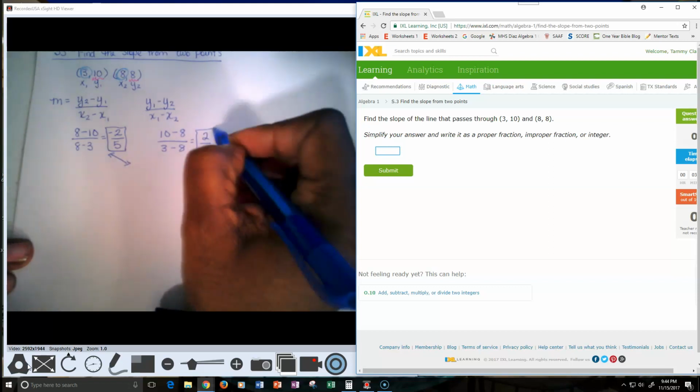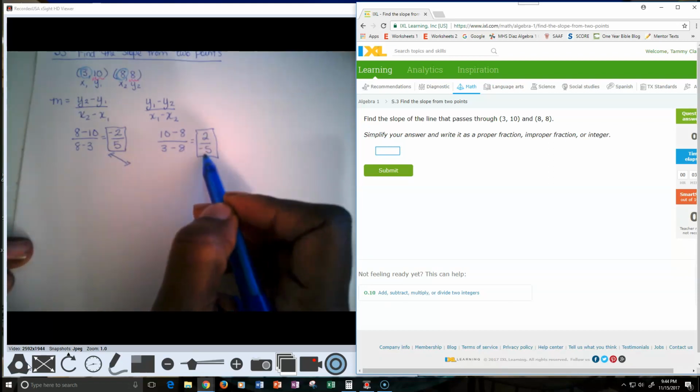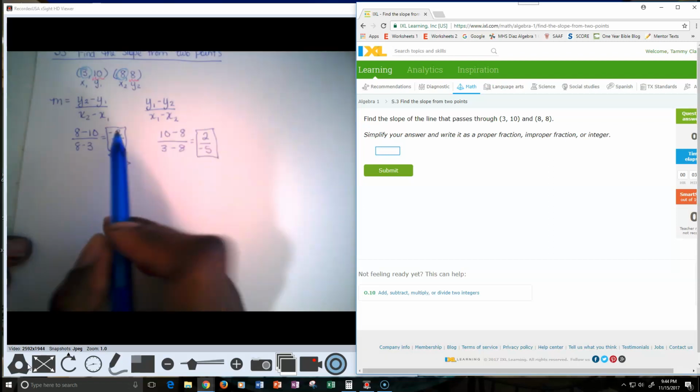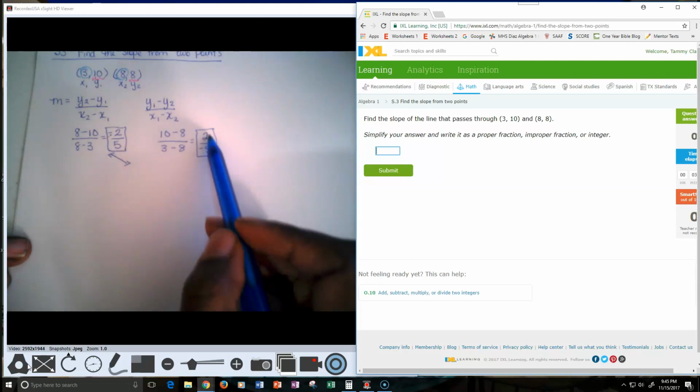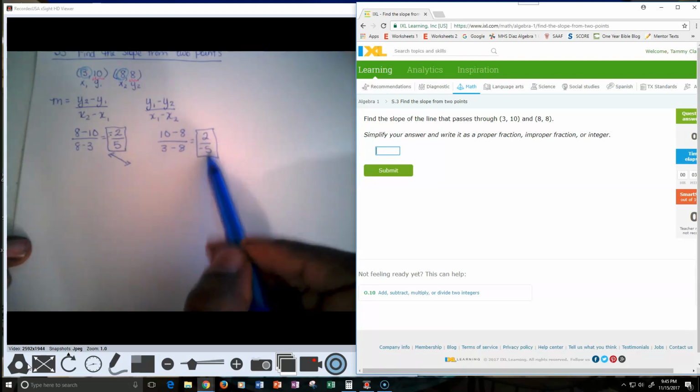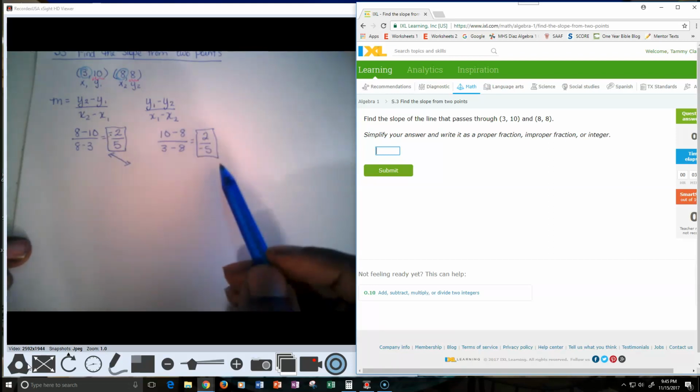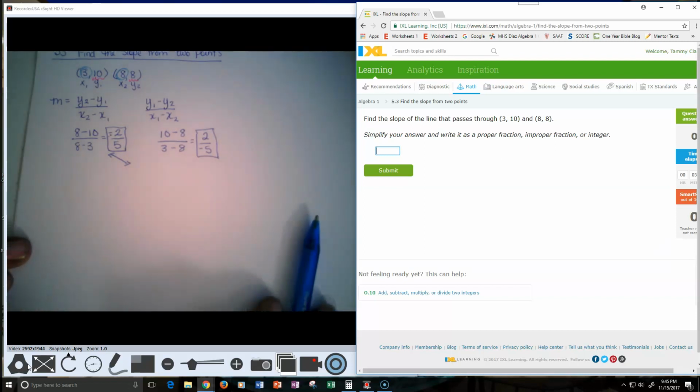Now, if any portion of a fraction is negative, that makes the whole thing negative. So here, in the first way, we had negative 2 over 5. The second way we did it, we had 2 over negative 5. They both have the same value. So the slope for this question is negative 2 over 5.